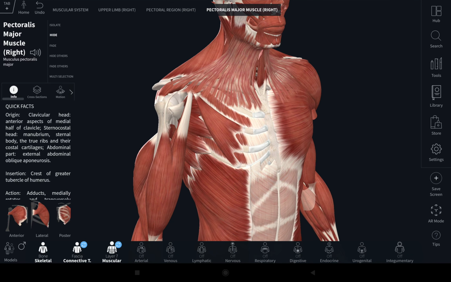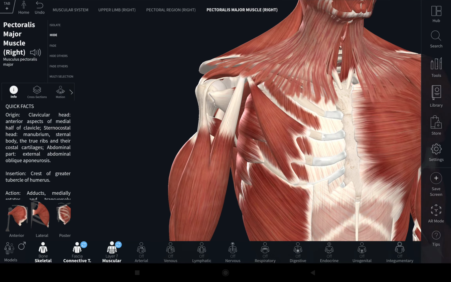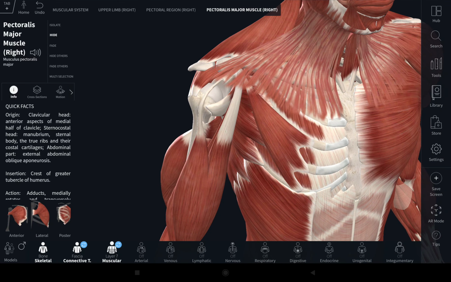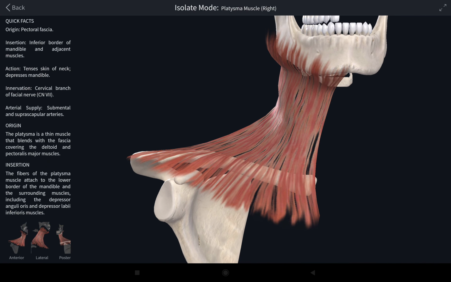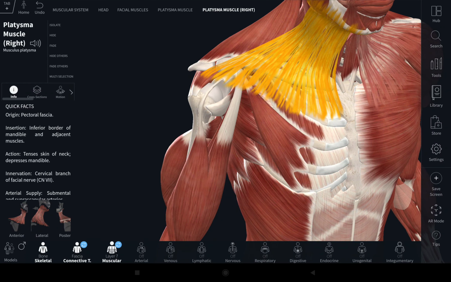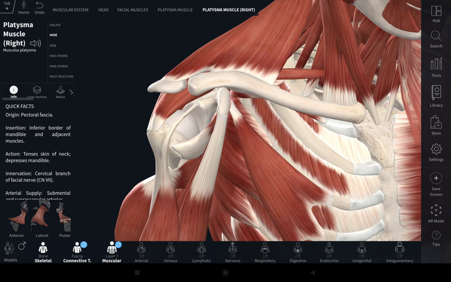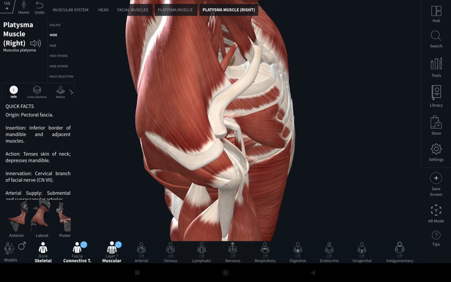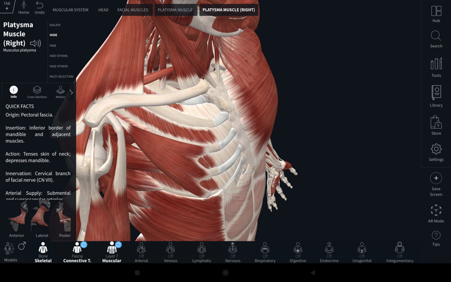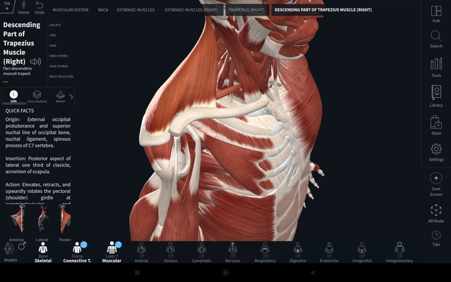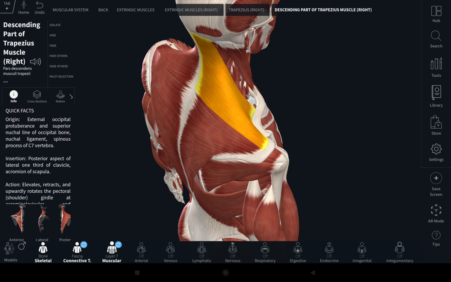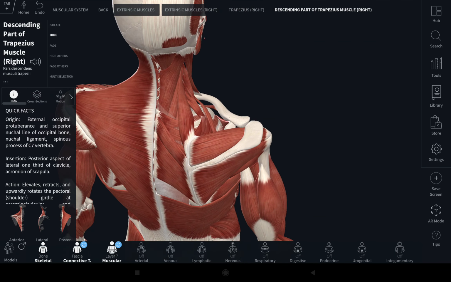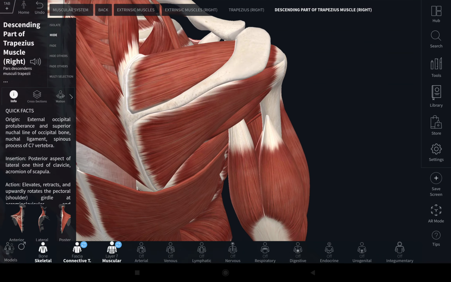Then we will focus on the muscles of the arm. So to clear our visualization, we remove the other muscles. So this muscle is the descending part of the trapezius muscle. Look here, this is the descending part of the trapezius muscle. We remove this, and now the muscles of the scapula have been exposed.